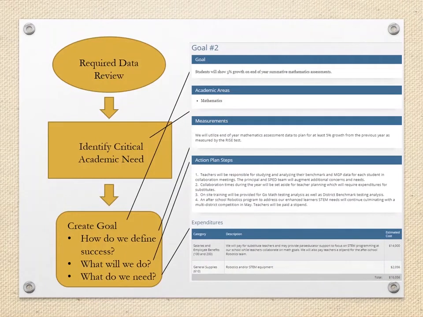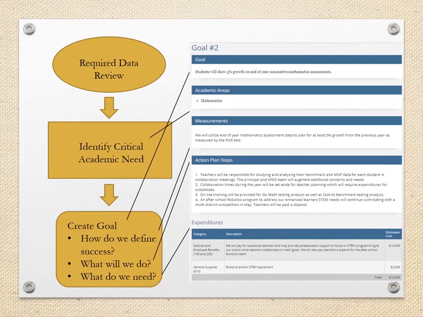Often we're asked how to write a measurable, student-focused academic goal. If you begin with your required data review, measurable, student-centered academic goals write themselves. This school was reviewing their end-of-year mathematics assessment data and realized that they would like to have additional growth on that assessment. That's how they create their goal. Their measurement of the goal is to review the same data that they were reviewing before to see if growth was made.